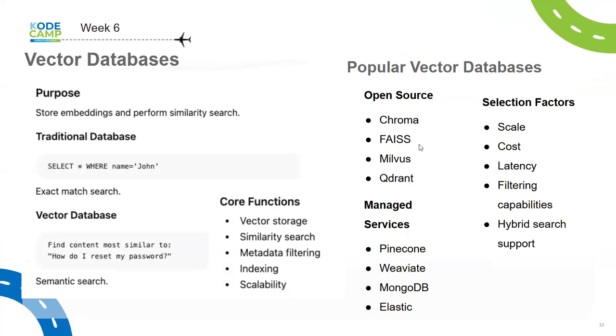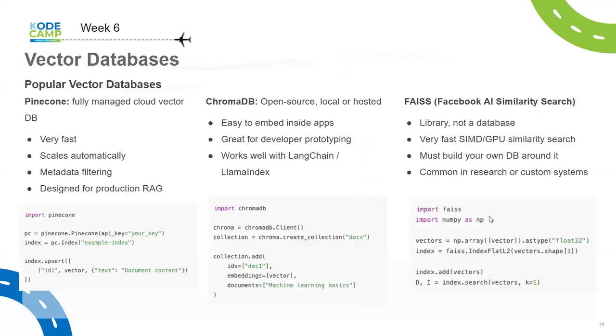So we have Chroma. Chroma is on cloud, but you can also install it locally. We have FAISS. FAISS is not really a database per se, but it is more of a library that gives you that capability. And then we have Milvus, we have Qdrant. Then we have the managed services, the cloud-based ones: Pinecone, Weaviate, MongoDB, Elastic. And we used Pinecone when we did some of the examples. And this is how you can access them. You have to check documentation for some of these SDKs since each of them does things differently.